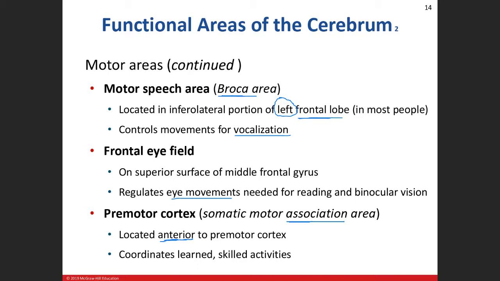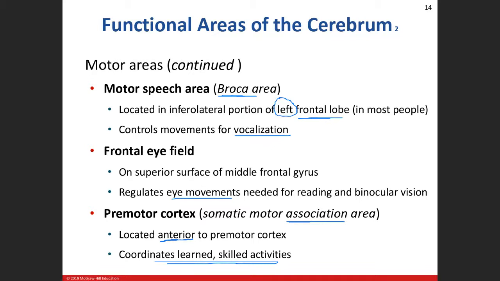This now is where we're going to take some of those skilled or practiced activities, like learning how to play the piano or the flute or painting, whatever. Dribbling a basketball, any type of sporting activity that requires a lot of dexterity. A lot of this information is kept here in the premotor cortex.